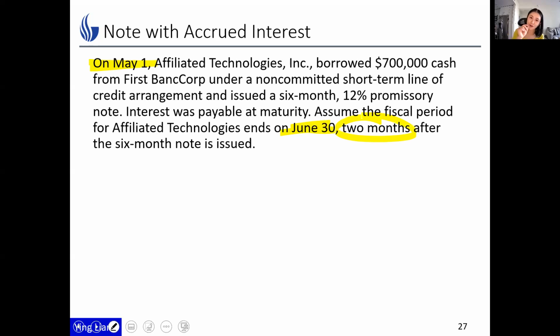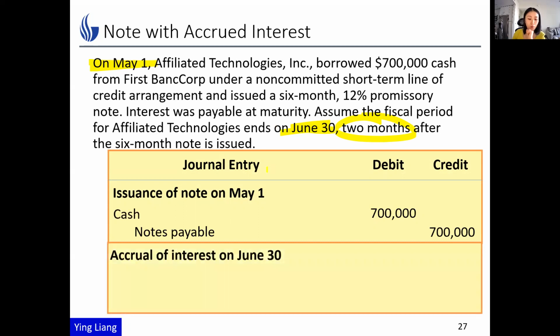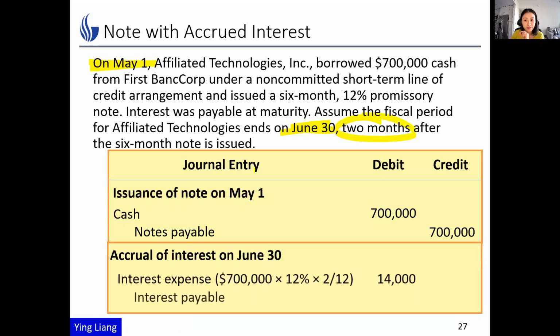That means you have accumulated the interest. You're going to put it as expense, so you also have the liability. The journal entry when you issue the note is the same. Now we have to adjust entries on June 30th. We still apply the formula. Now we have $700,000 and an interest rate of 12%, but how many months? Instead of 6, there is 2. We calculated that for 2 months, the interest accumulated is $14,000.